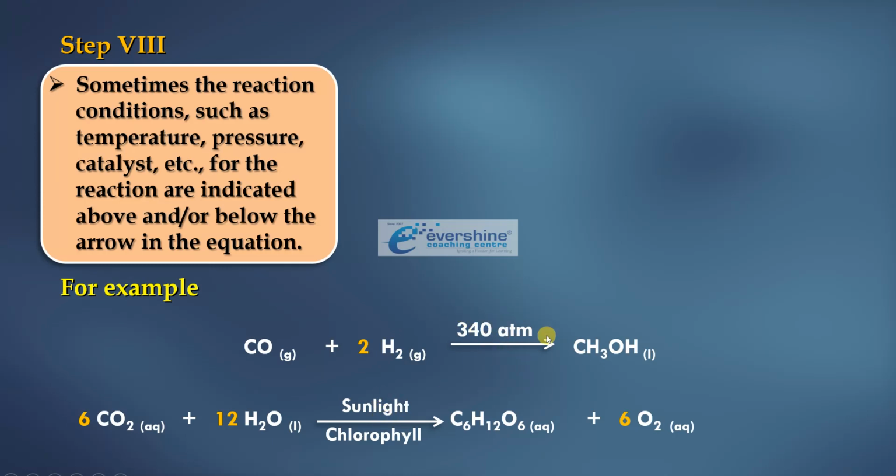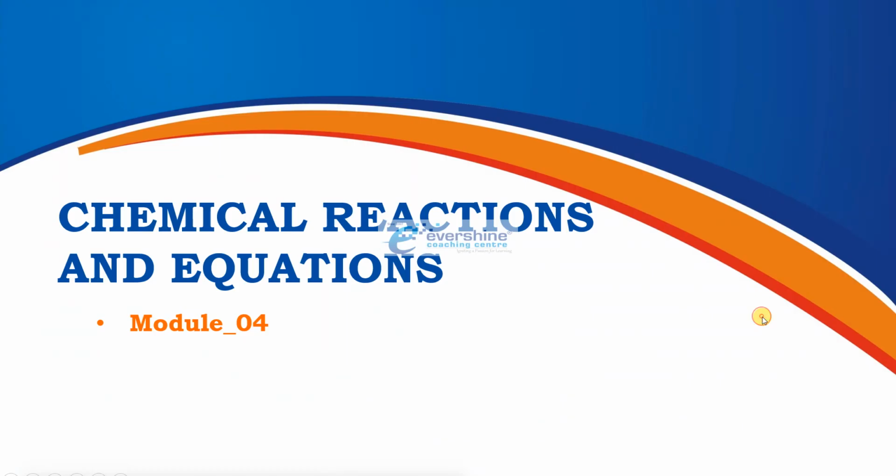Can you see this? This is the condition. Whatever the conditions you are writing, this reactant is converting into this product with respect to this specific condition. Whatever conditions you have to mention, you have to mention above or below the arrow. Understood? C6H12O6 plus oxygen plus water.